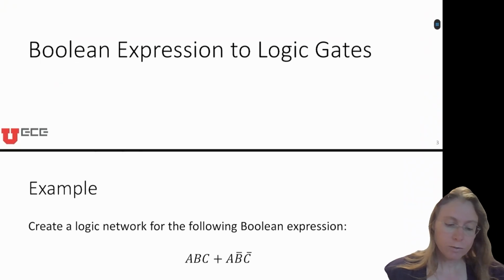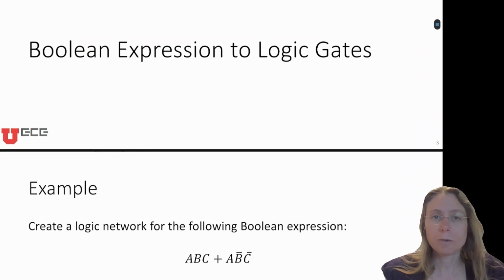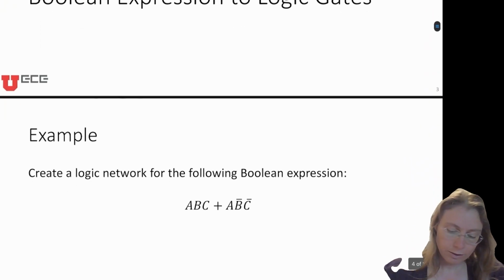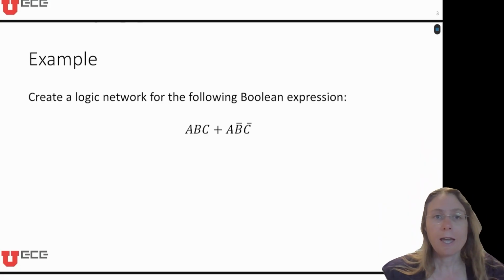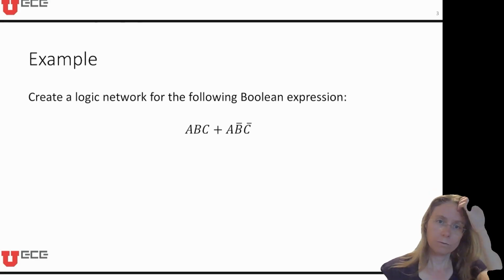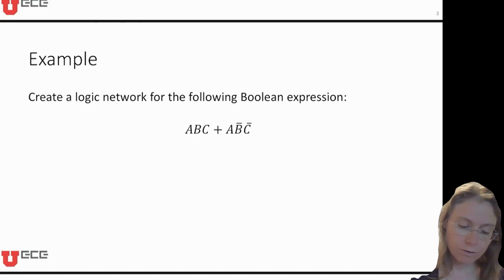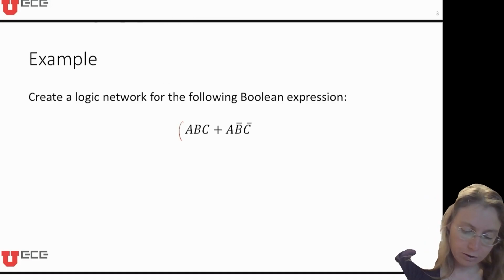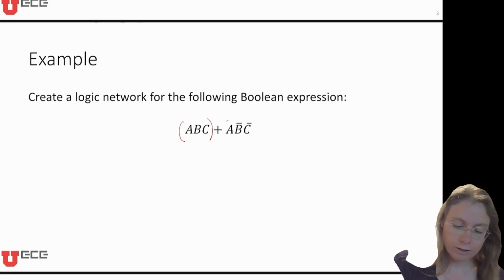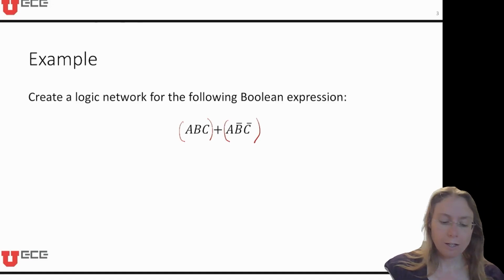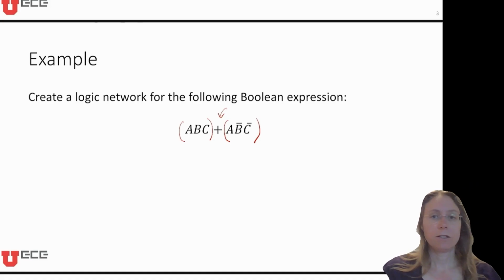Okay, so first we'll talk about how to turn a Boolean expression into a logic gate. So let's look at this Boolean expression below. It says A and B and C are true, or A and not B and not C are true. So first, if I were doing a math problem and multiplying these, I would do this multiplication first, this multiplication, and then finally I'd add at the end. So we're going to do the same thing when we're drawing our gates.